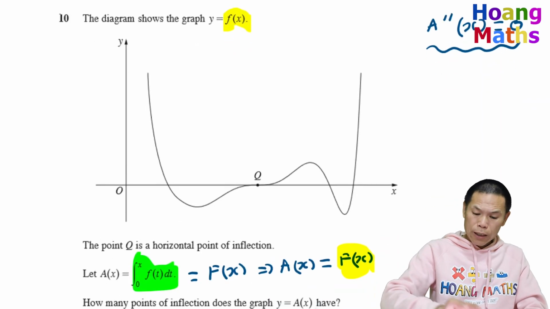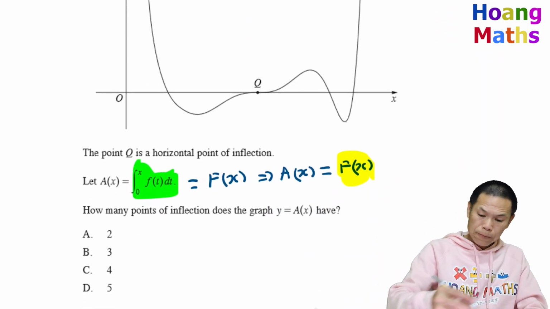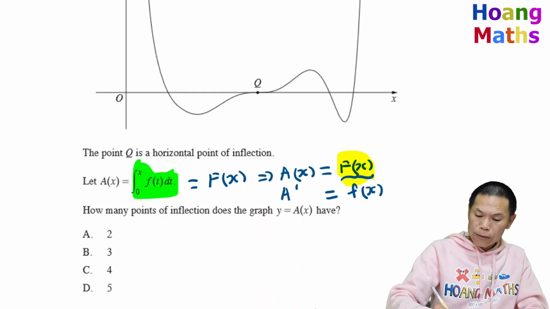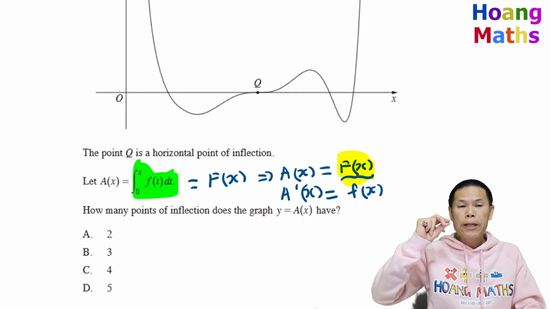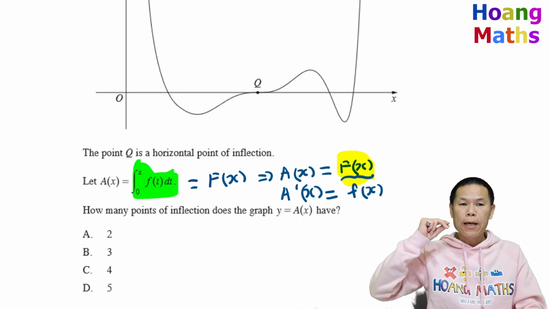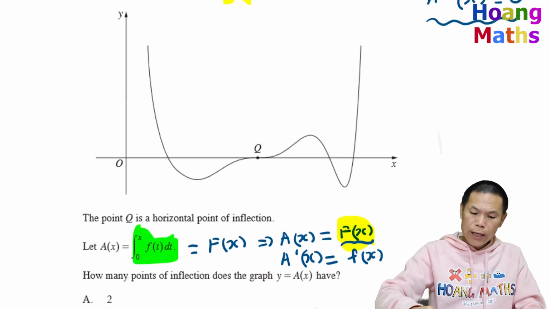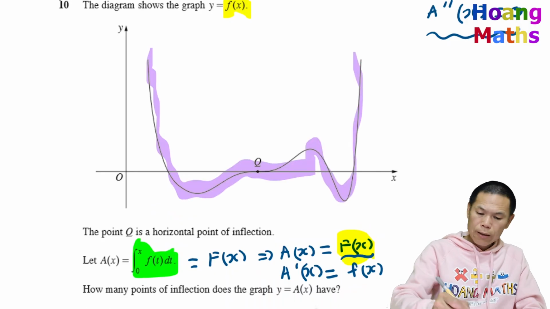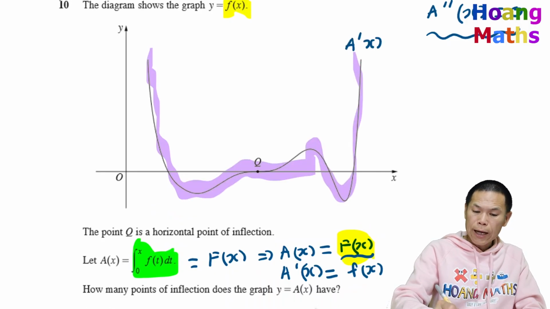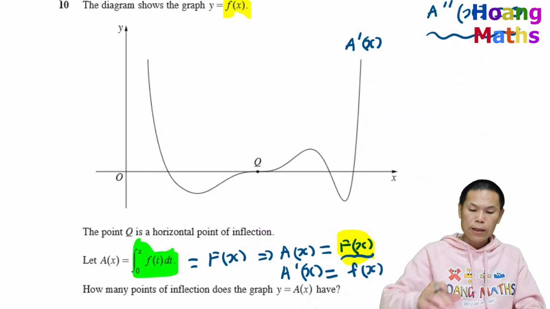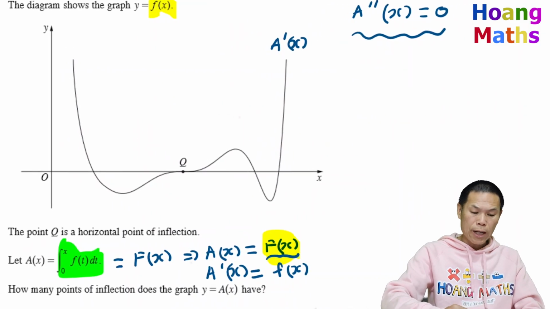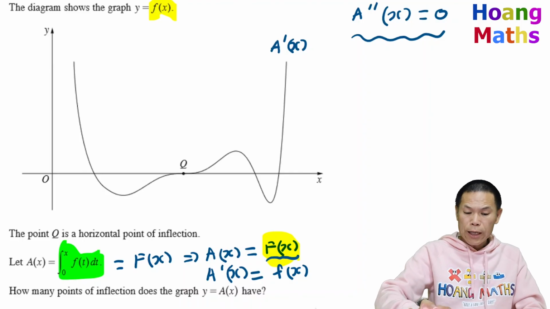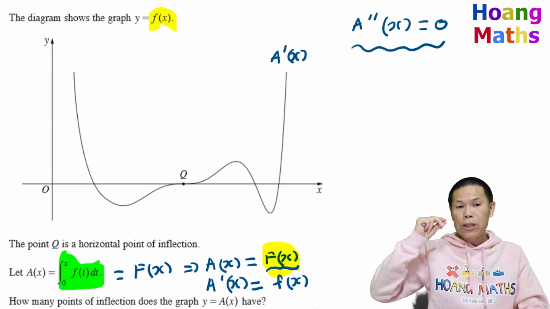In other words, if I differentiate this, it gives me f(x), and differentiating this gives the same thing. So this means that f(x) is A'(x). In other words, this graph here is A'(x), okay? That's what that meant. So please keep this in mind before we even do anything else. First of all, possible points of inflection are where A''(x) is 0.